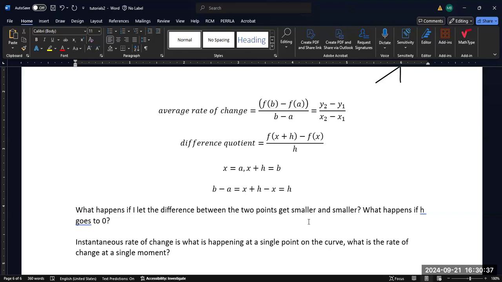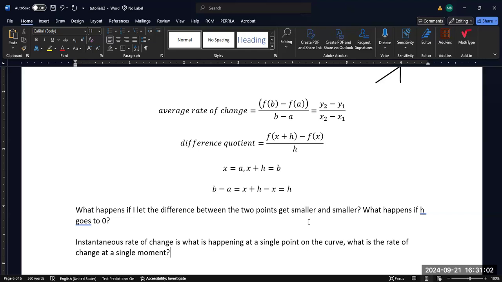And again, you can estimate it if you calculate your average rate of change and you just let your 2 points get closer and closer and closer together. Then you'll see that what will happen is the average rate of change will tend to get closer and closer and closer to a particular value. And we'll do that numerical analysis in another video.